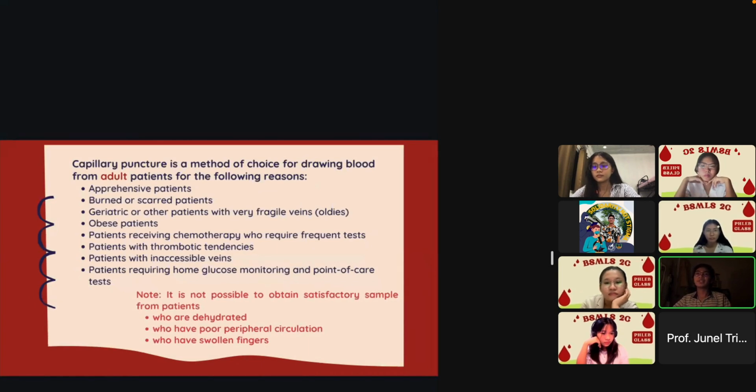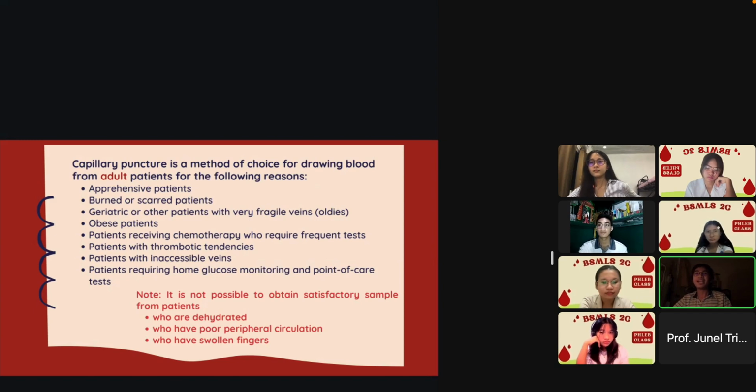So capillary puncture is a method of choice for drawing blood from adult patients for the following reasons. First is apprehensive patients. So ito yung mga patients natin na mga takot sa mga syringe, takot matusok. And burned or scarred patients, geriatric or other patients with very fragile veins. Guys, kapag kasi matatanda na, is very madaling pumutok yung veins nila kapag kinukuha na natin ng dugo. Another is obese patients, so mahirap sila kuhanan or mahirap hanapan ng vein.